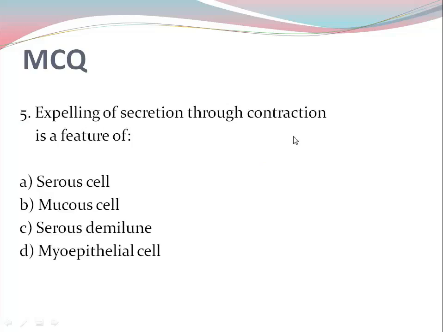Expelling of secretion through contraction is a feature of which type of cell here? They release their secretions through contraction. The options are serous cells, mucous cells, serous demilunes, or myoepithelial cells. Expelling of secretion through contraction is a property related with myoepithelial cells. So wherever there are myoepithelial cells, they can release their secretion by contractions. It is more related with the mucous acini, which are supported by myoepithelial cells. So here the answer is myoepithelial cell.